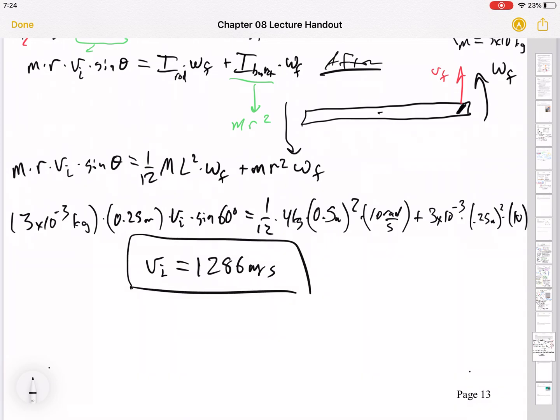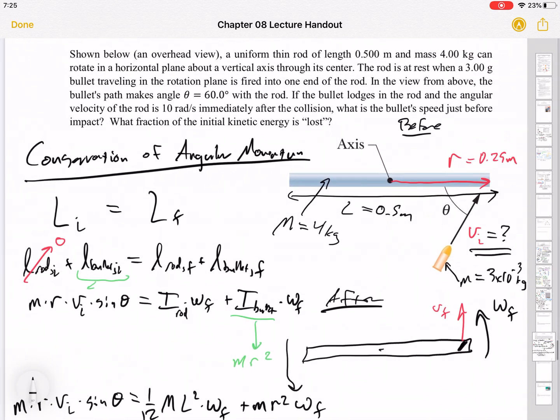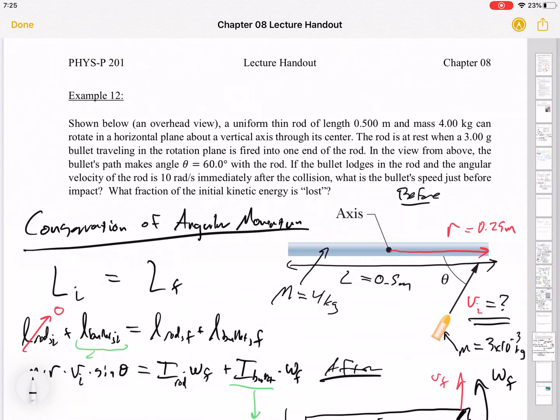Okay, which is not correct to the sig figs, but that's good enough. Okay, that's pretty darn fast. It's a little bullet, though. So we could ask one more question about this. We could ask all sorts of questions, but we could ask how much energy is lost in this?